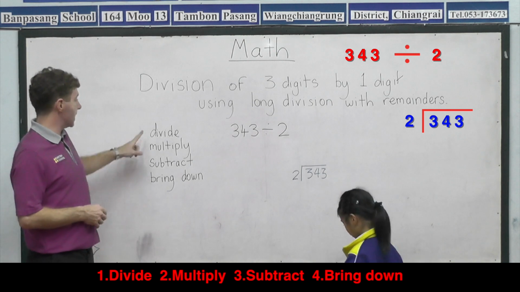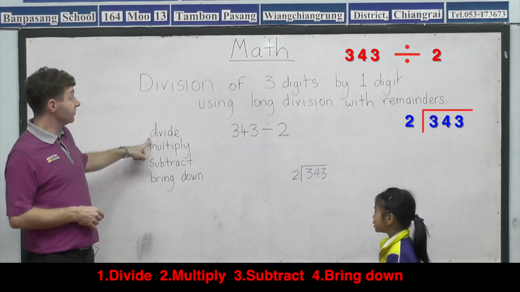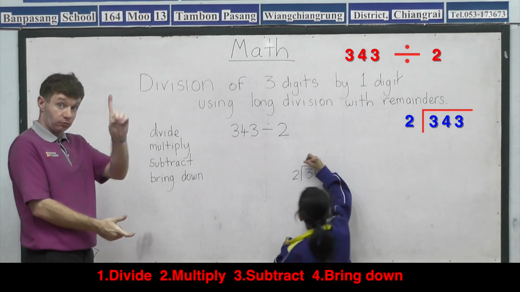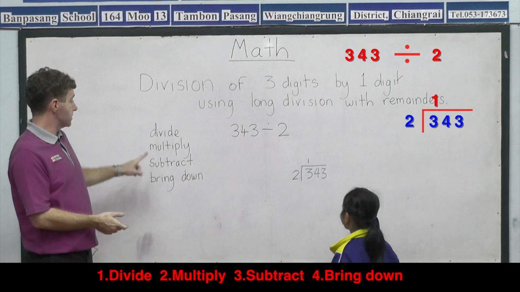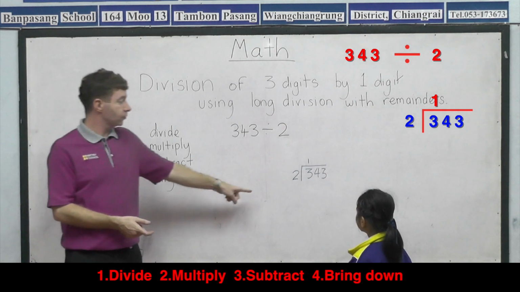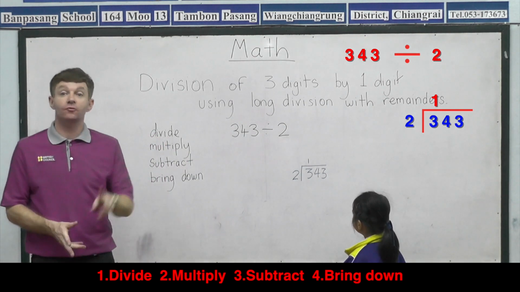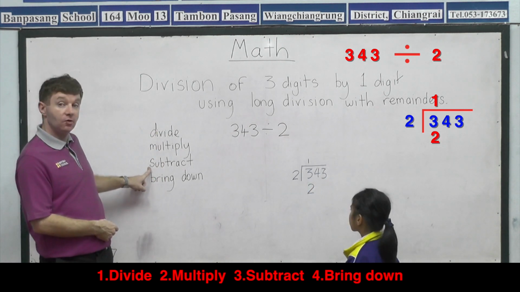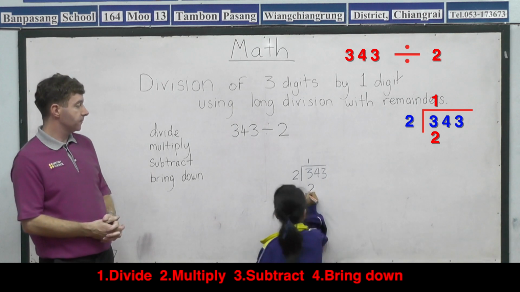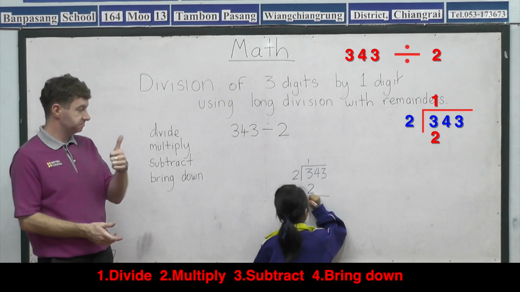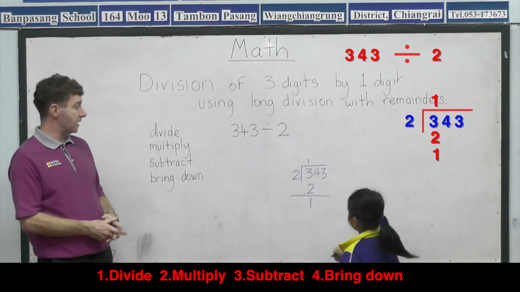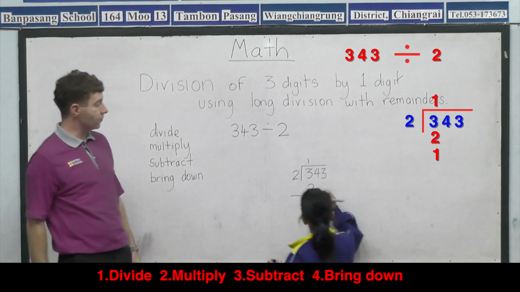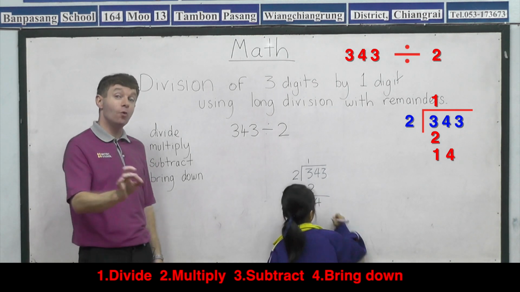So step number 1, guys. Divide. 3 divided by 2 equals 1. And then multiply. 2 times 1 equals 2. And then we can subtract. 3 minus 2 equals 1. And now we're ready for our next step. Bring down. What number do we bring down? We bring down 4. So 4 becomes 14.